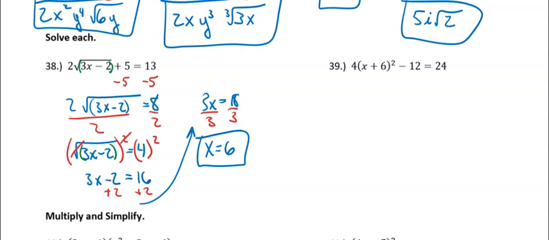If I look at the next one, same kind of thing. I'm working backwards through the order of operations. So I'm going to undo addition and subtraction, then multiplication and division, then exponents and roots, then parentheses. So here I undo the subtraction by adding 12 to each side.